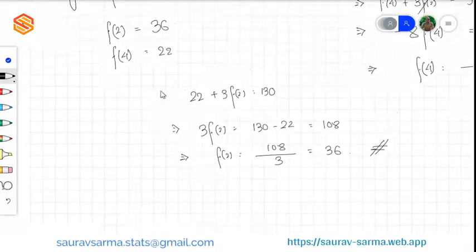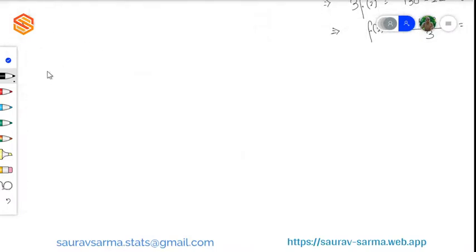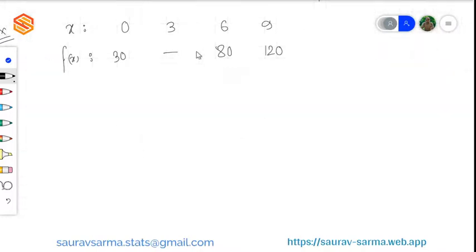So let's solve another question of the same pattern. The exercise gives that x takes the values 0, 3, 6 and 9, and f of x takes the values 30, one value is missing, then this one is 80 and this one is 120. Okay, so here I have three known values, right?